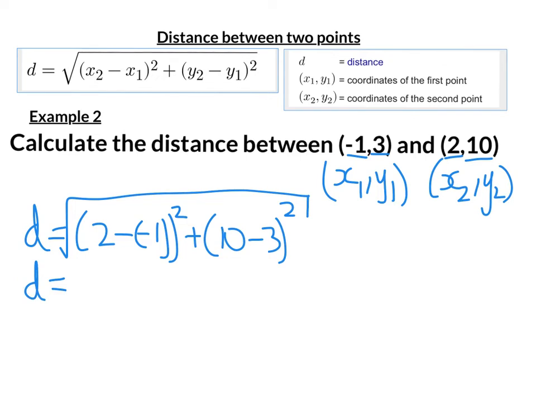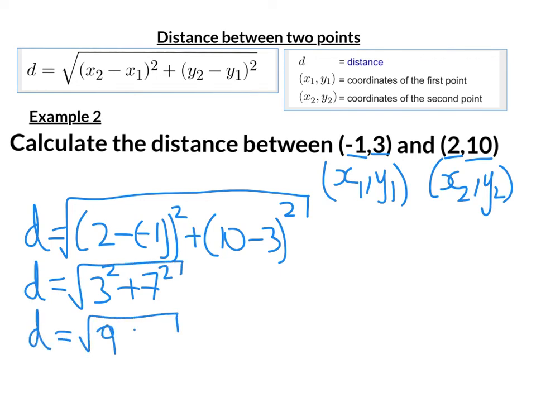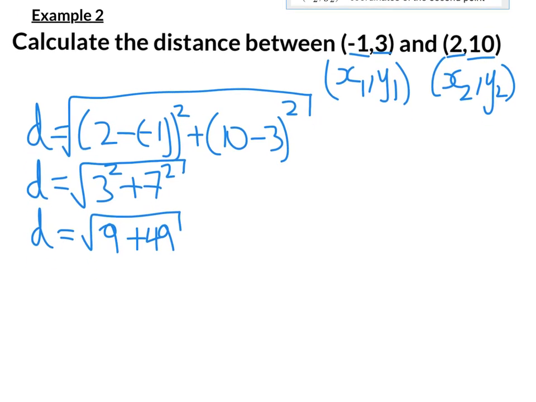So sort out the brackets first. Let's do some squaring. Let's add them together. And obviously if it was a calculator paper, we could square root it. And if it's a non-calculator paper, we could leave it as the square root of 58. So the distance between these 2 points is root 58.